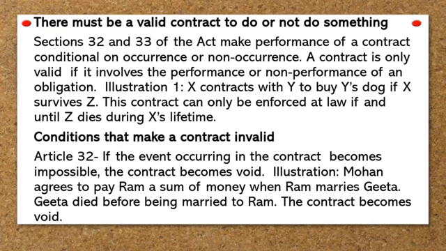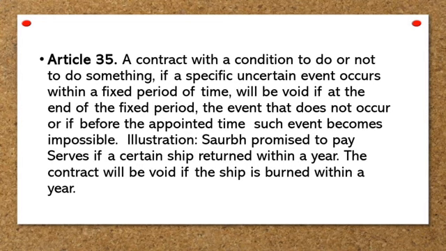Now coming to conditions that make a contract invalid. Section 32 states that if the event occurring in the contract becomes impossible, the contract becomes void. Coming to an illustration, Mohan agrees to pay Ram a sum of money when Ram marries Geeta. Unfortunately, Geeta died before being married to Ram. Here, the contract becomes void, where the conditions make the contract invalid under contingent contracts.